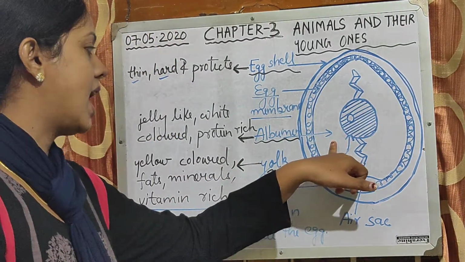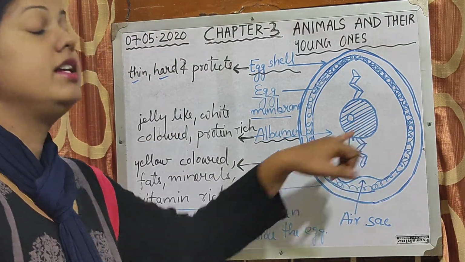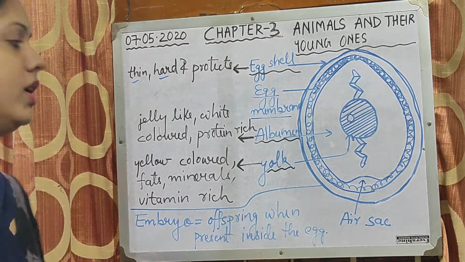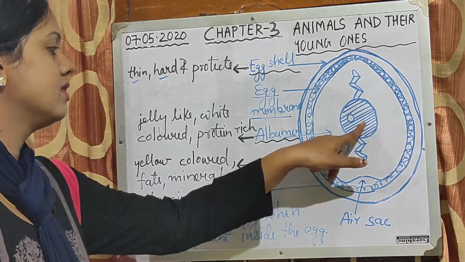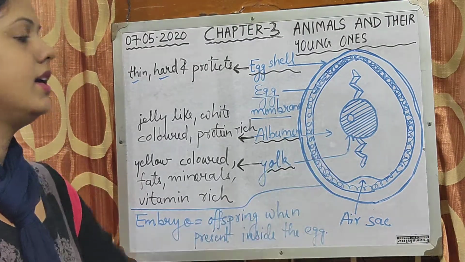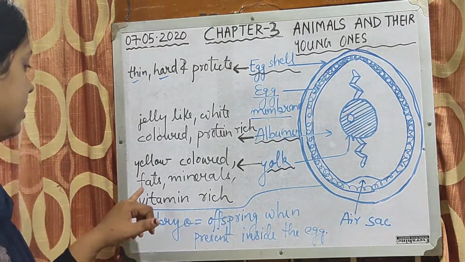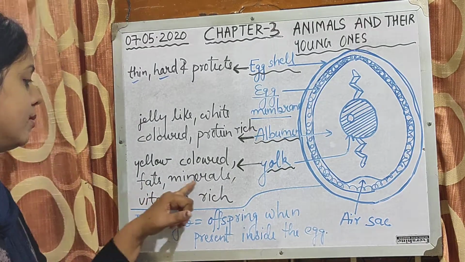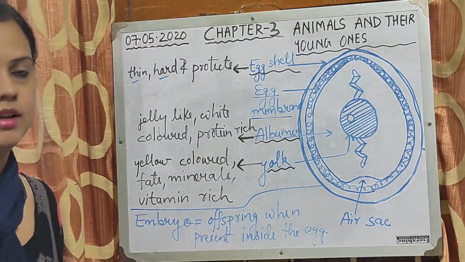Now, inside this albumin is present a yellow-colored substance which we call the yolk. This is the yolk, and it is of yellow color. Now, yolk contains many nutrients. Yolk is rich in fats, minerals and vitamins.